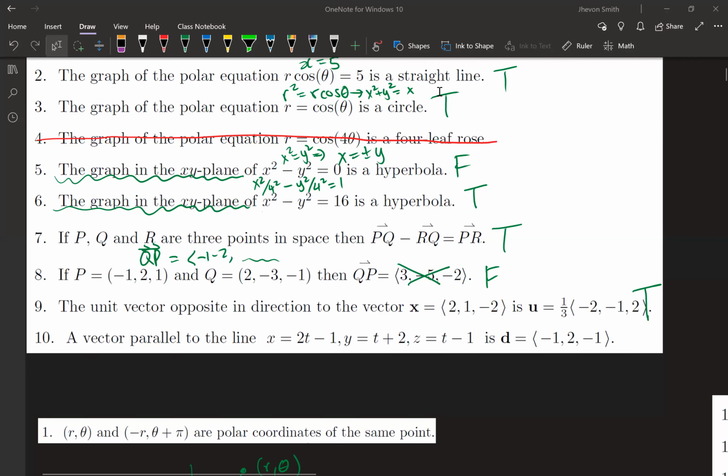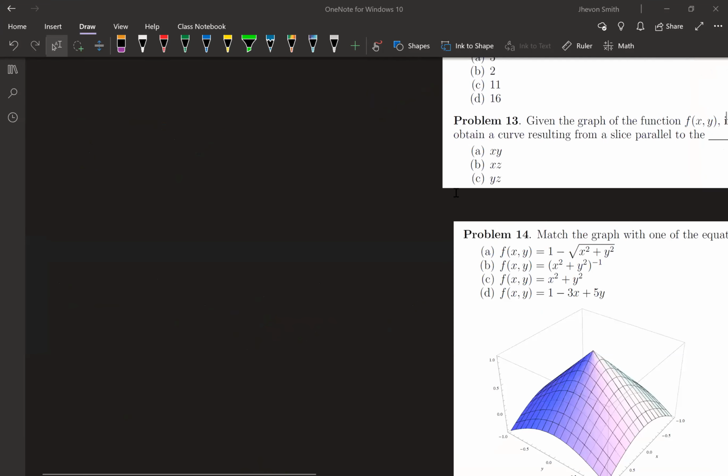So most people believe that the vector parallel to that line, by the way, you should recognize that that's the equation of a line. It's the parametric version of a line. And they ask you about whether this vector is, let's move this out of the way.